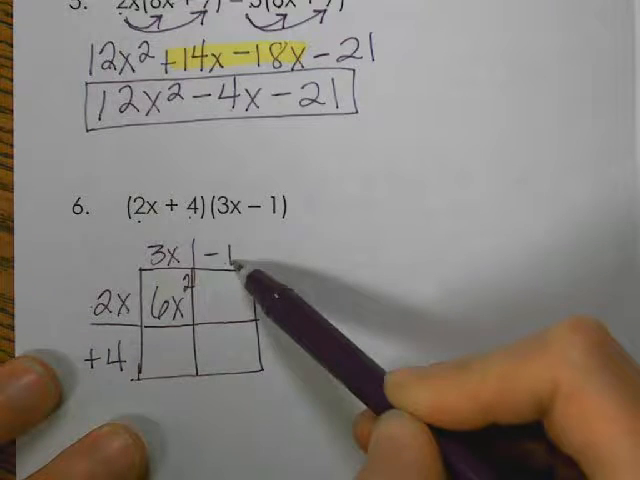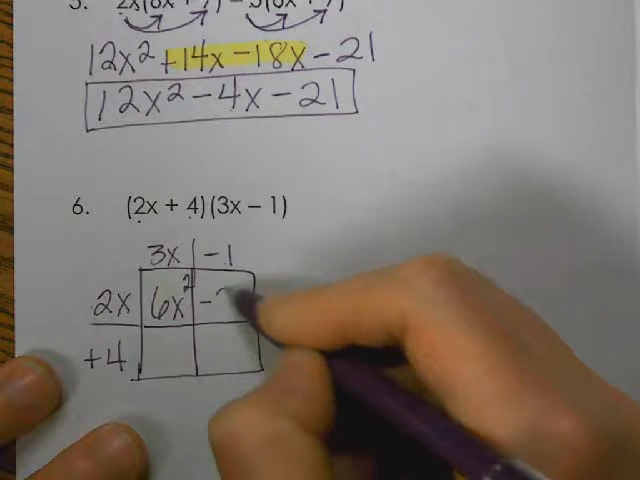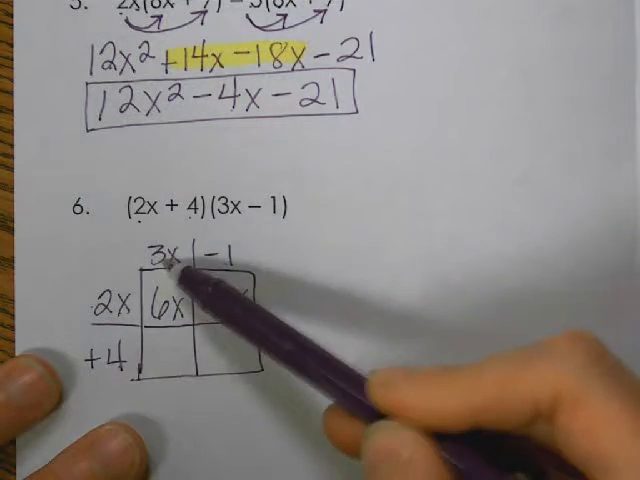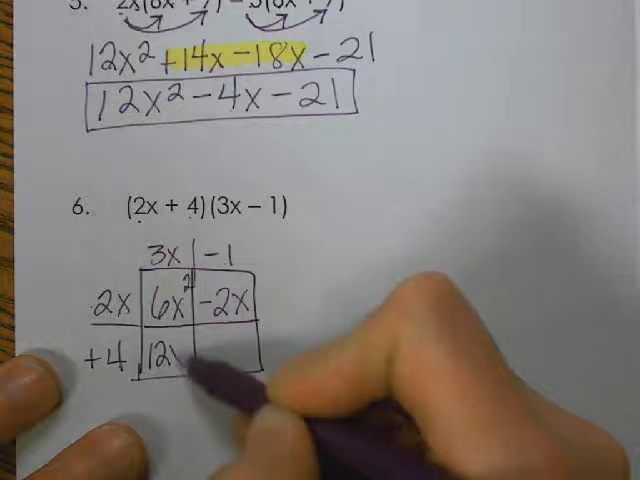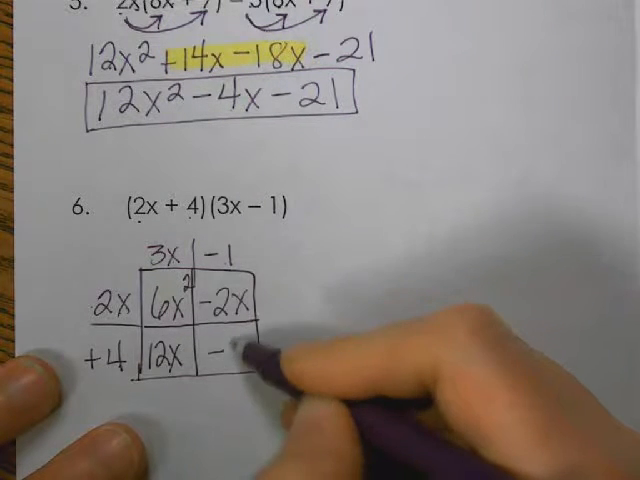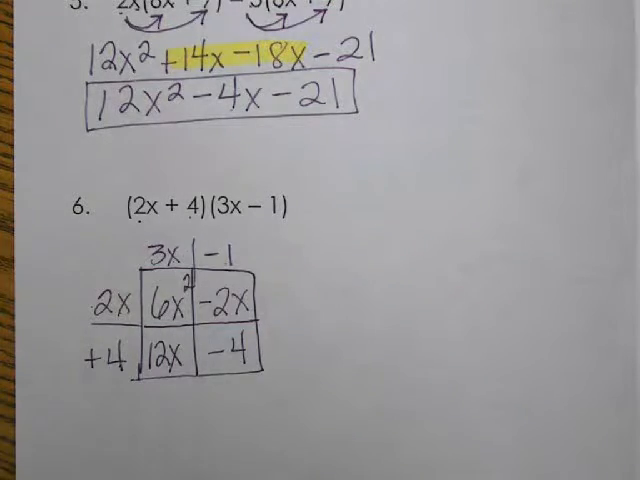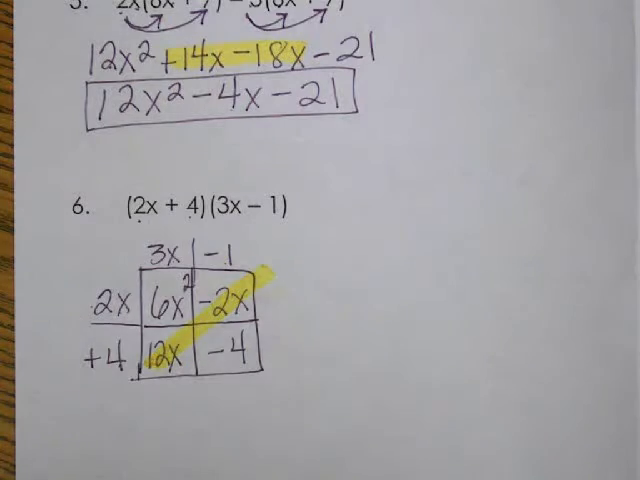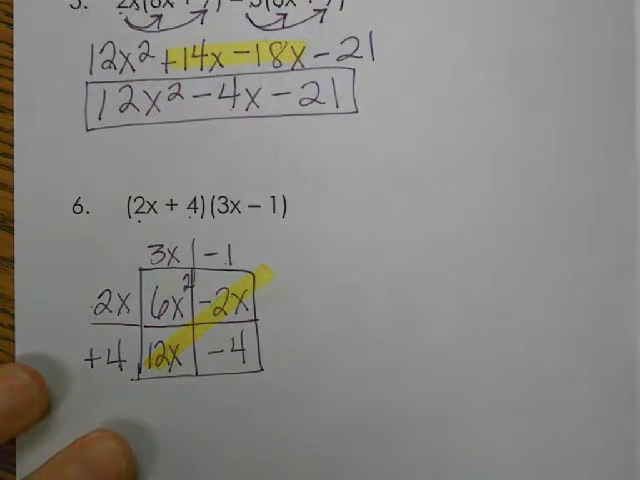2x times 1 is 2x, and 2x times negative 1 is negative 2. Keep the x. 4 times 3x, that's 12, and then keep the x. And 4 times negative 1 is negative 4. Now we're going to put together our like terms. They almost always fall there if you write everything in the same order every time.